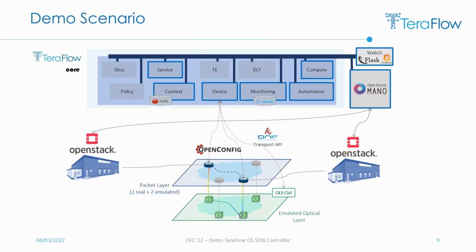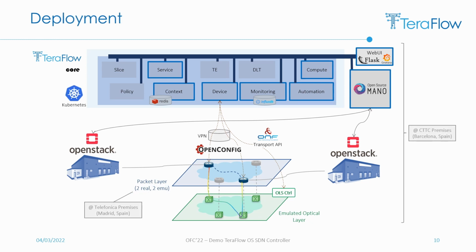This is the scenario considered for this demonstration. Here, two OpenStack-controlled data centers need to be interconnected to establish the network service. Open source MANO takes care of the configuration of the different virtual network functions in the data centers, while it delegates to the TeraFlow controller the configuration of the end-to-end connectivity. To establish the inter-data center connectivity, the TeraFlow SDN controller relies on the OpenConfig data model for the configuration of the packet routers and the transport API data model for the configuration of the optical layer.